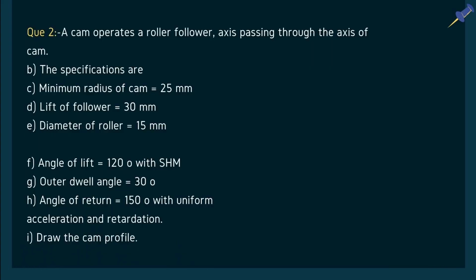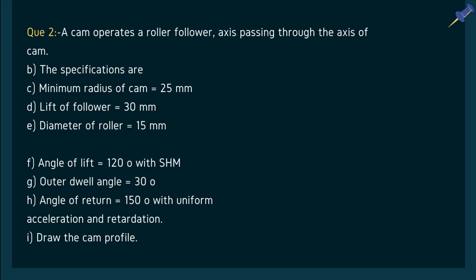Let's discuss the second question. A cam operates a roller follower whose axis passes through the axis of the cam. The specifications are: minimum radius of the cam is 25 millimeter, lift of follower is 30 millimeter, diameter of roller is 15 millimeter, angle of lift is 120 degrees with simple harmonic motion, outer dwell angle is 30 degrees, angle of return is 150 degrees with uniform acceleration and retardation. Draw the cam profile. Here this is our question.